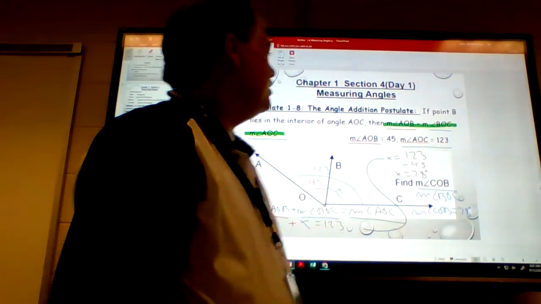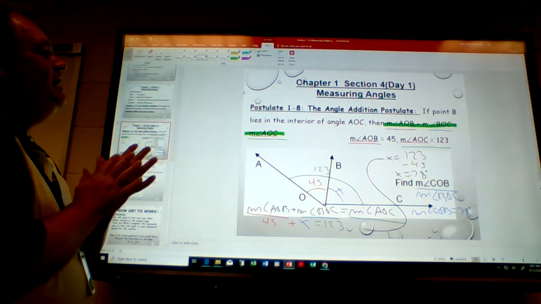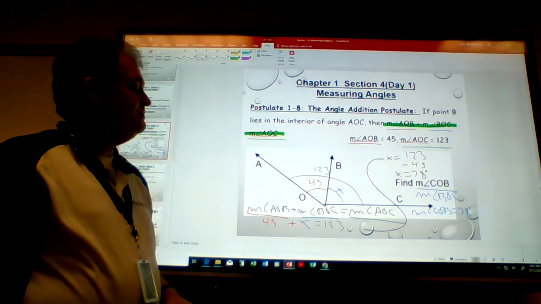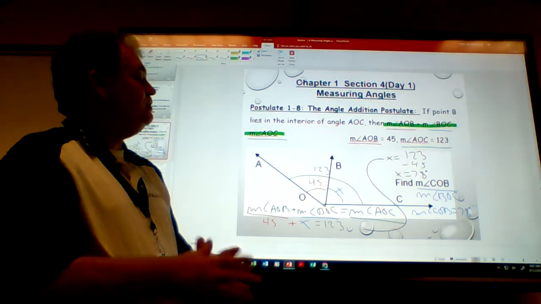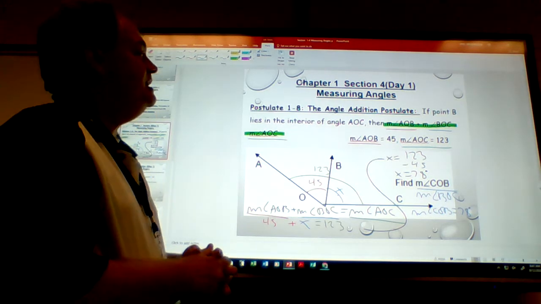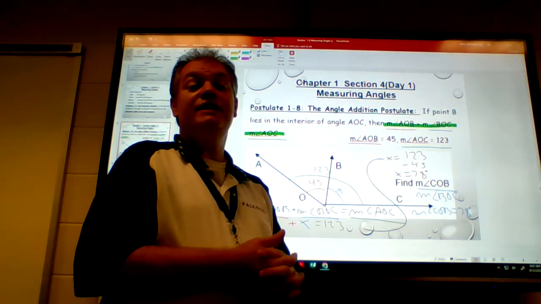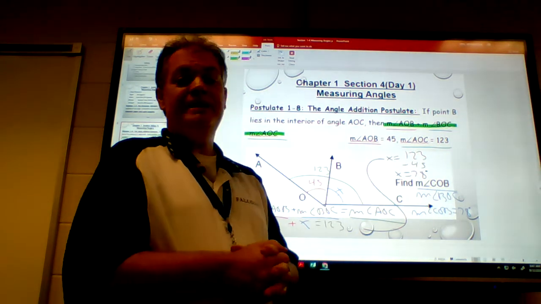Okay, let's go ahead with part two. In part one, we talked about the angle addition postulate, where we took the red angle, which was 45 degrees, and the blue angle, which we did not know, it was x. Now the blue angle can be written two different ways. It could be written angle COB or angle BOC.